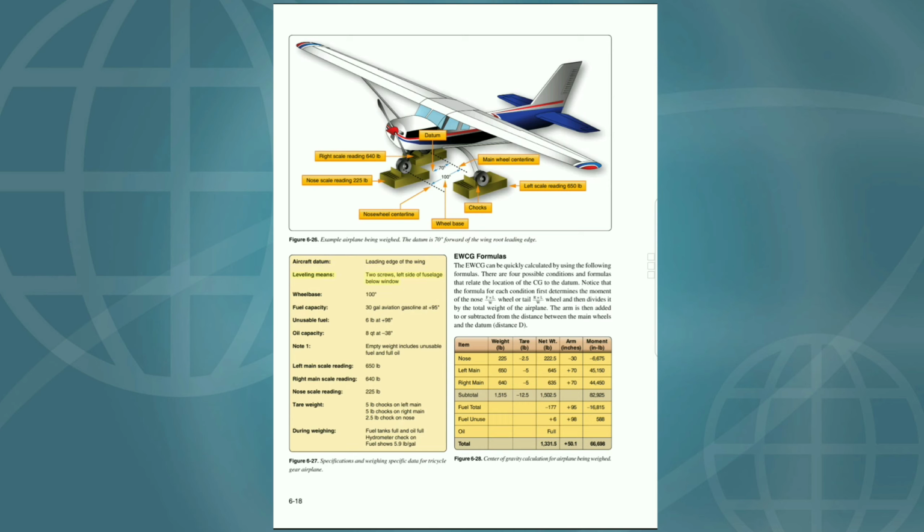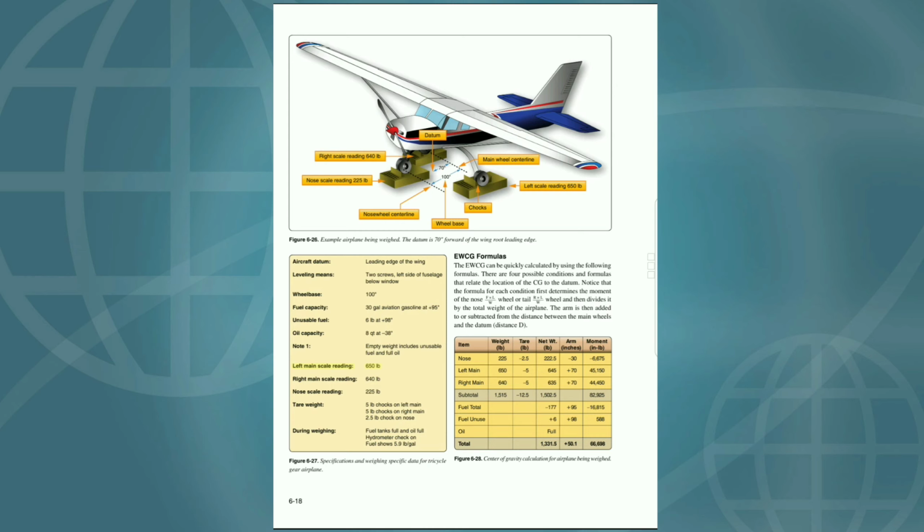Leveling means: 2 screws, left side of fuselage below window. Wheelbase, 100. Fuel capacity, 30 gal aviation gasoline at plus 95. Unusable fuel, 6 pounds at plus 98. Oil capacity, 8 QT at minus 38. Note 1. Empty weight includes unusable fuel and full oil.